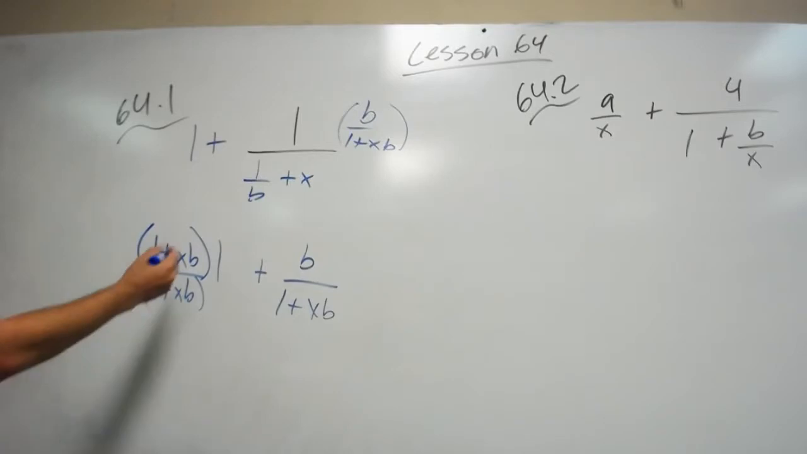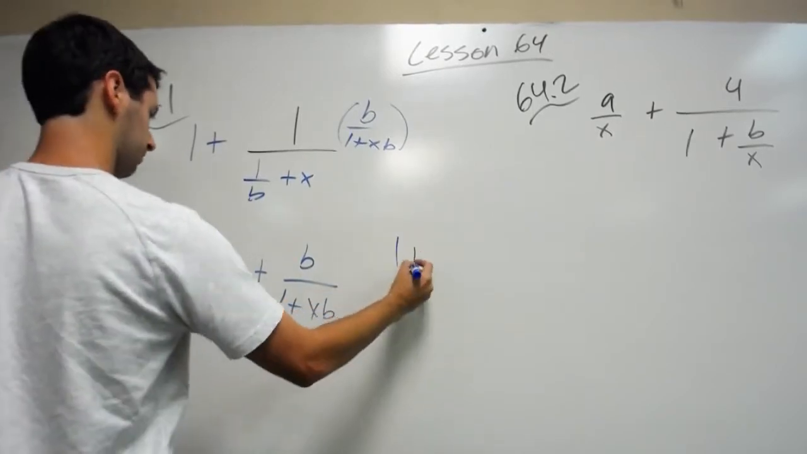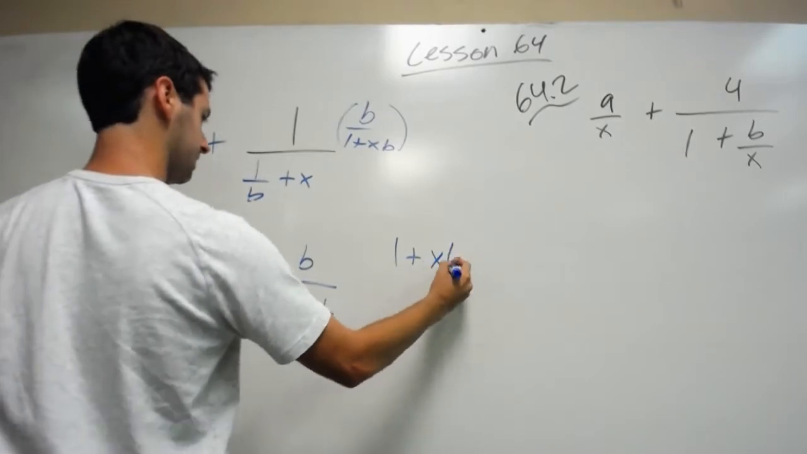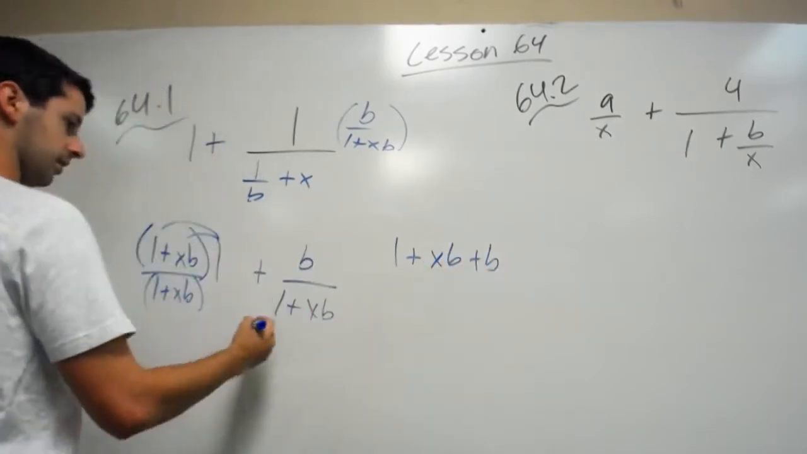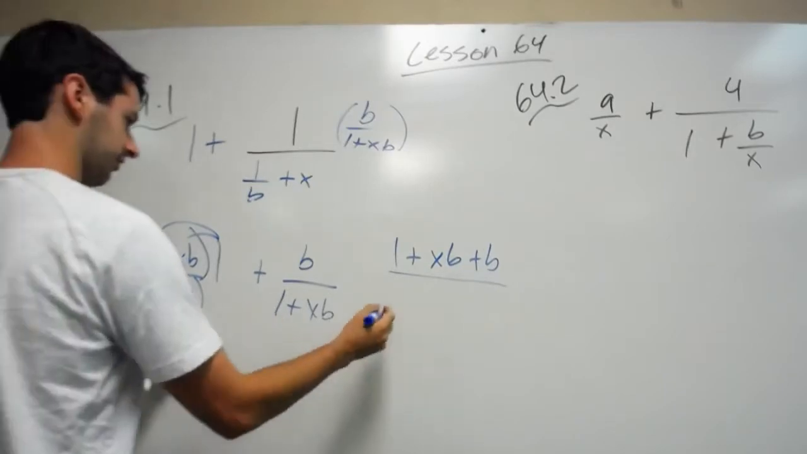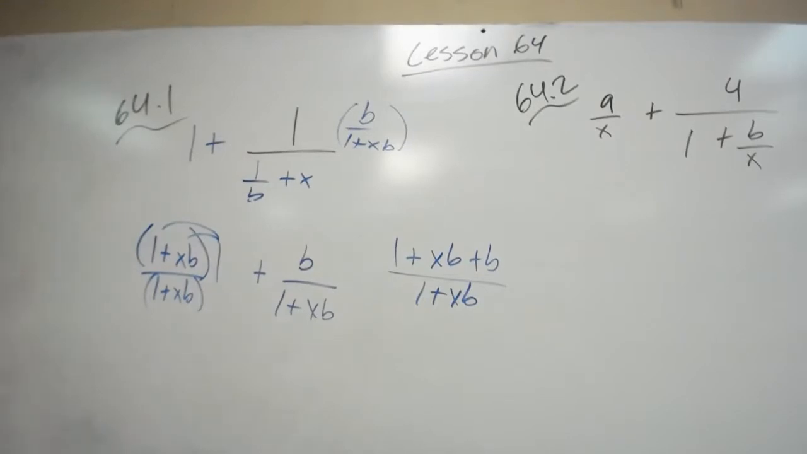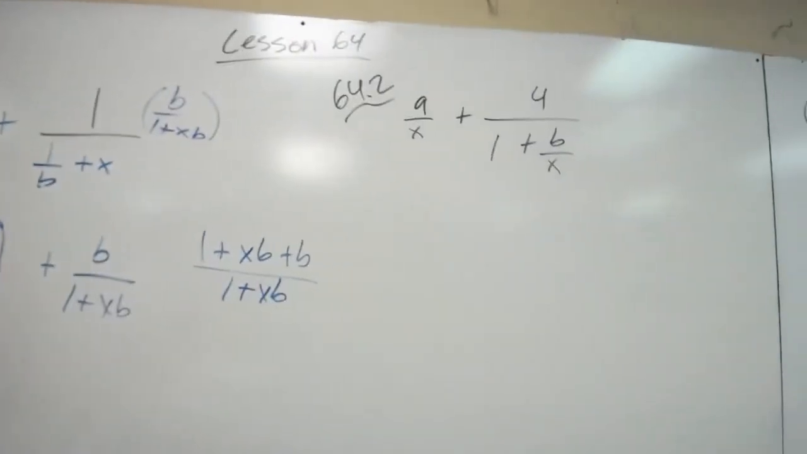And so, yeah, you distribute the 1. So you get 1 plus xb plus b, and you can add them all together now in the numerator because they all have the same denominator of 1 plus xb. And that's how you ultimately do complexer fractions. That's what it should be called, complexer. Let's do one more example.